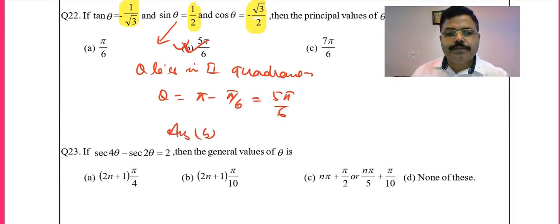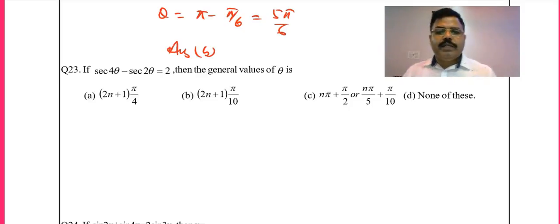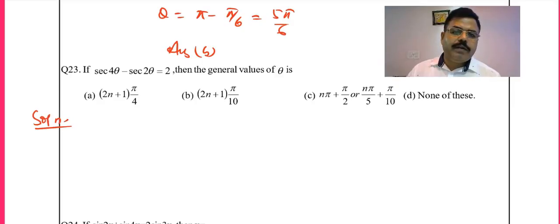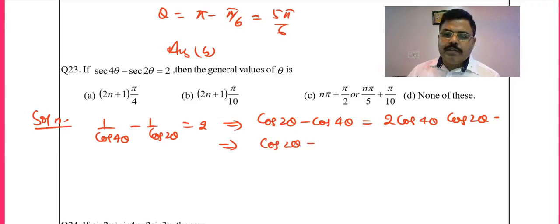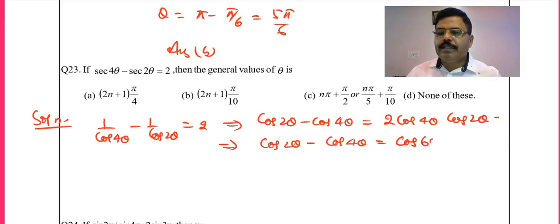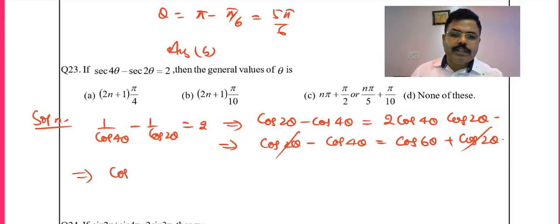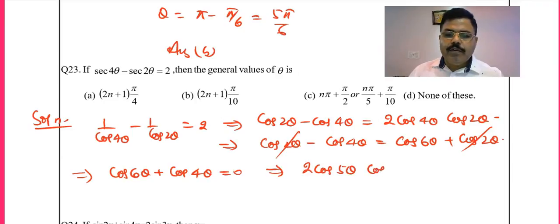Now the next question is, here sec 4 theta minus sec 2 theta is equal to 2, then what will be the value of theta? So the solution of this question would be: sec 4 theta minus sec 2 theta can be written as 1 by cos 4 theta minus 1 by cos 2 theta is equal to 2. So finally this will be cos 2 theta minus cos 4 theta is equal to 2 cos 4 theta cos 2 theta, right? Then cos 2 theta minus cos 4 theta, using the formula, can be written as cos 6 theta plus cos 2 theta. So cos 2 theta cancels. And now this will be cos 6 theta plus cos 4 theta is equal to 0.